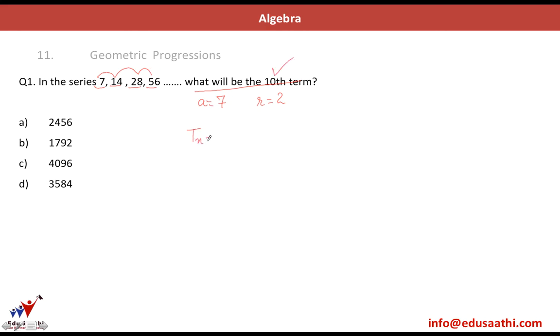So a general term is given by a r raised to power n minus 1. So this will be 7 into 2 raised to power 9. 2 raised to power 9 is 512. That will be multiplied with 7 to get our answer, which will be 3584. This will be the 10th term of this sequence, which is a geometric progression.